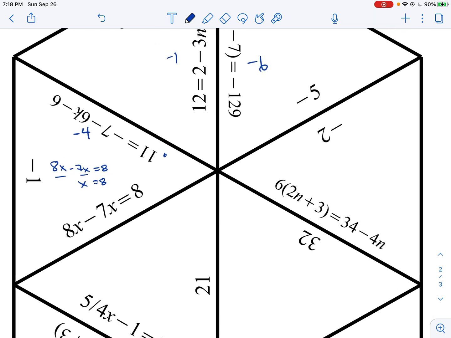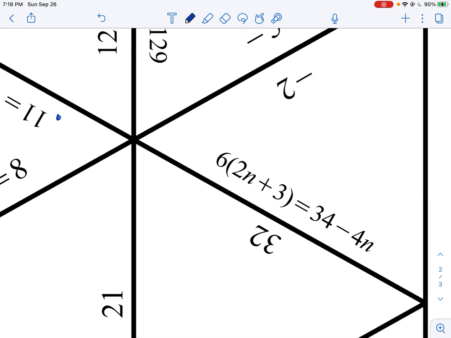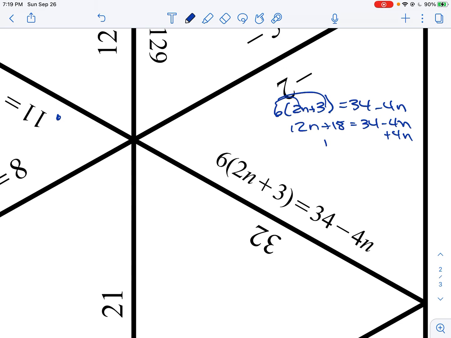Okay, this one, I think I'm going to write right here: 6 times (2n plus 3) equals 34 minus 4n. I need to do the distributive property first, so I get 12n plus 18 equals 34 minus 4n. I need to get the variables on the same side of the equal sign, so I'm going to add 4n to both sides.